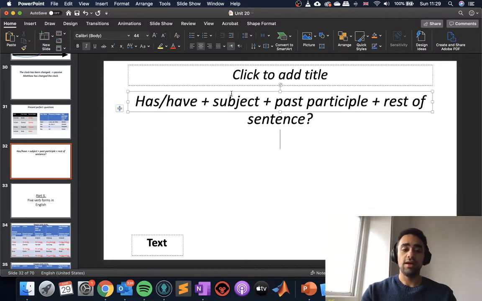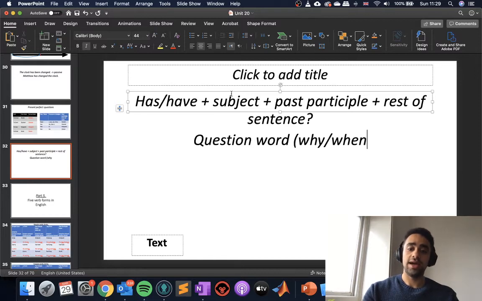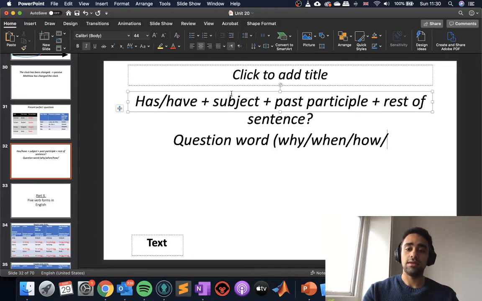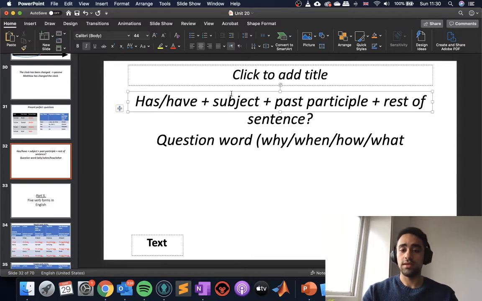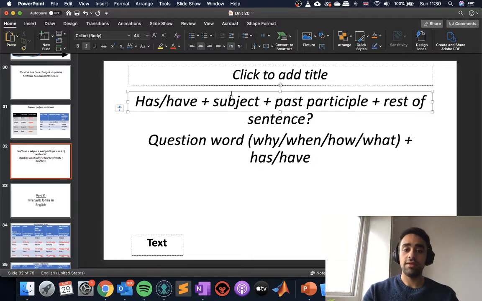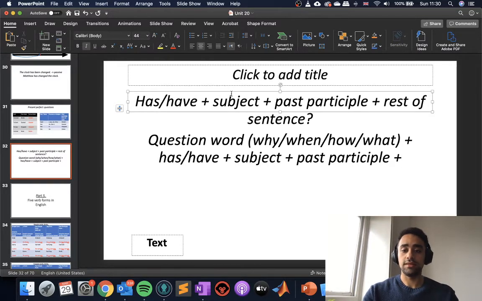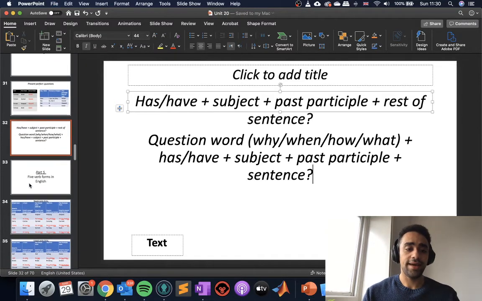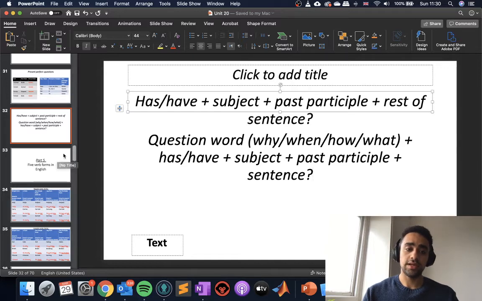But if we have a question word, it will be the question word, let's say why, when, how, what, for example. Then plus has or have plus subject plus past participle and then the sentence. All right. So this is a bit of an overview of present perfect.